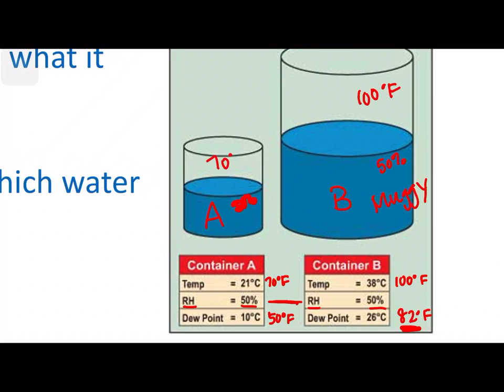Even though you can see that they're both 50%, air that is 100 degrees versus air that is 70 degrees, air that is much hotter is going to be able to hold a lot more water vapor than air that is cooler.